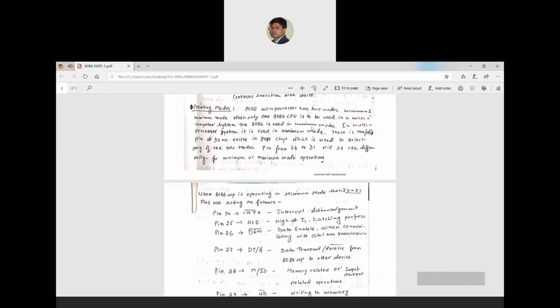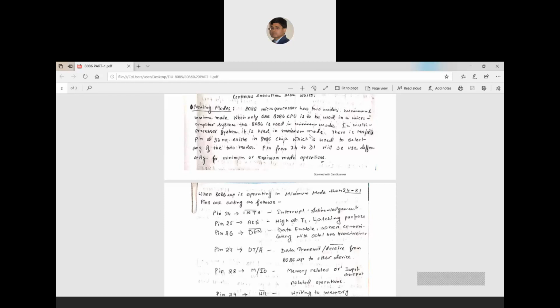So why single processing unit? It is written here: when only one, that is a single 8086 processing unit, CPU is nothing but the processing unit, is to be used in a microcomputer, the 8086 is used in minimum mode. And when it is used in a multiprocessor system, it is used in maximum mode. Now the question is, what is a multiprocessor system and what is a single processor system?